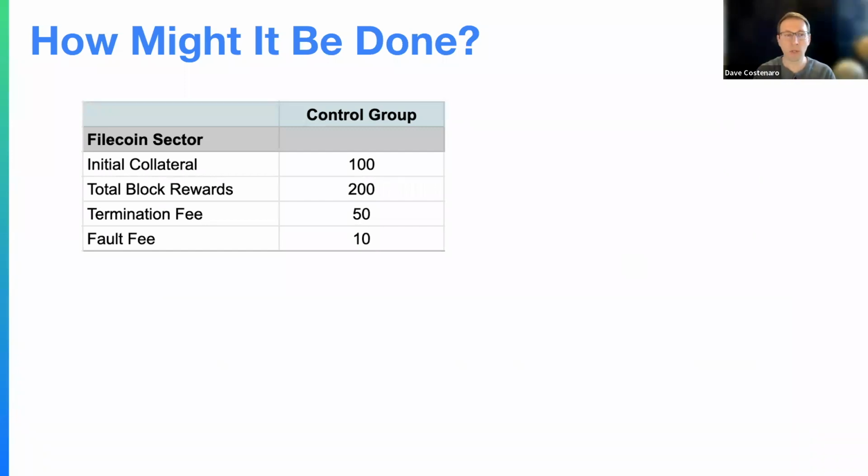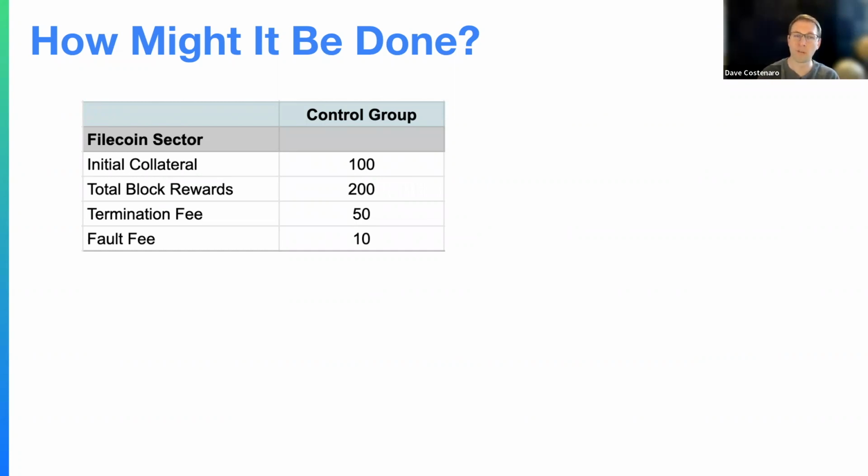In the default case, a Filecoin sector is governed by a number of parameters. Let's pick hypothetical ones here just for illustrative purposes. Four of the main ones are the initial collateral deposit. Let's call that 100 units, 100 FIL, $100, whatever you want to think about it in terms of.